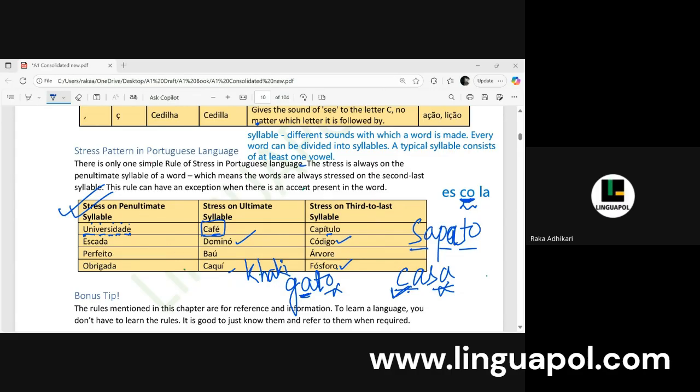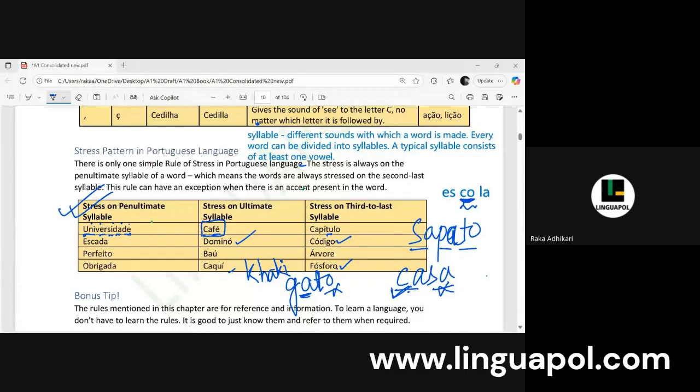Okay. So this way, no matter how many syllables are there in a word, we will break it. We will try to identify the second last syllable, and we have to stretch only the second last one. Okay. So next word is escada. Escada. Perfeito.